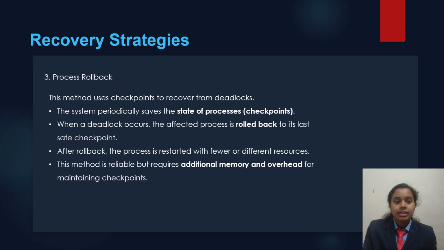The third recovery strategy is process rollback. The method uses checkpoints to recover from deadlocks. This method periodically saves the state of processes. When a rollback occurs, the affected process is rolled back to its last saved checkpoint. After rollback, the process is restarted with fewer or different resources. This method is reliable but requires additional memory and overhead for maintaining checkpoints.